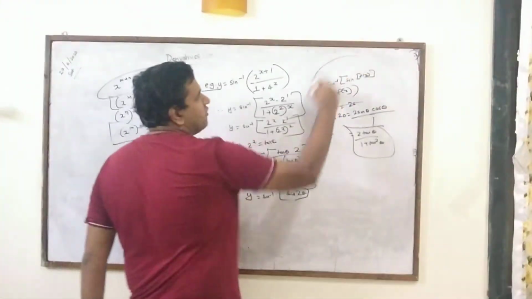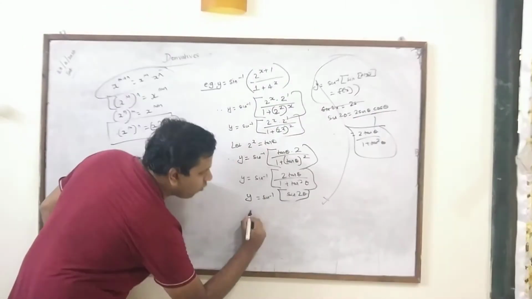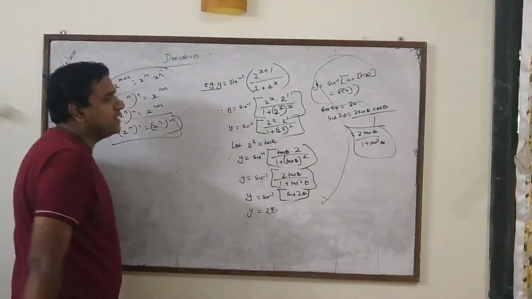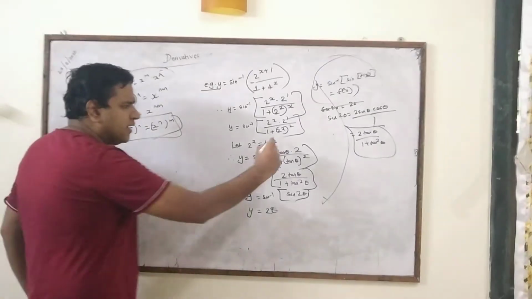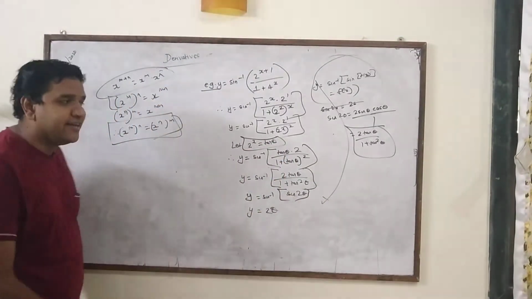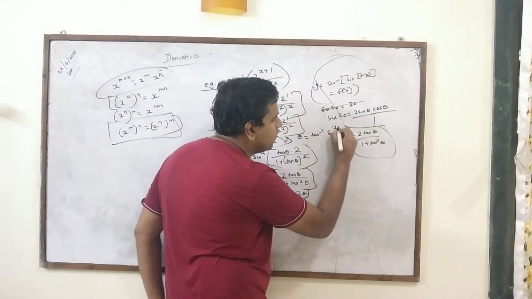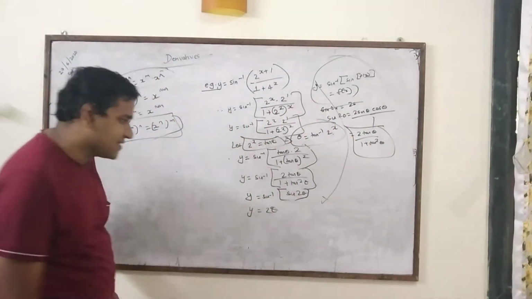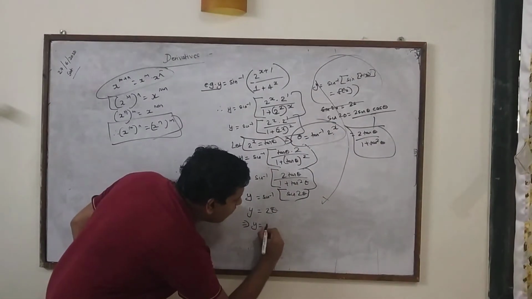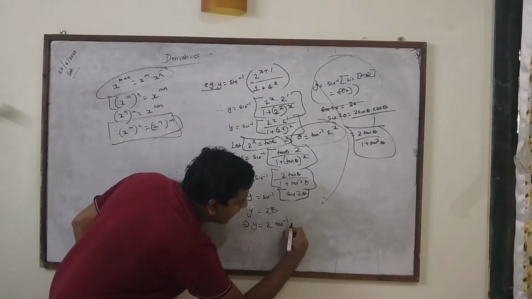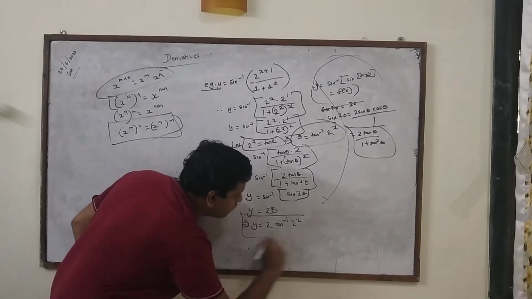Sine inverse of sine of anything is anything. So y works out to 2 theta. I'd assume 2 raised to x to be tan theta. So by my inverse knowledge, I can say theta is equal to tan inverse 2 raised to x. Thereby, y works out to 2 tan inverse 2 raised to x.